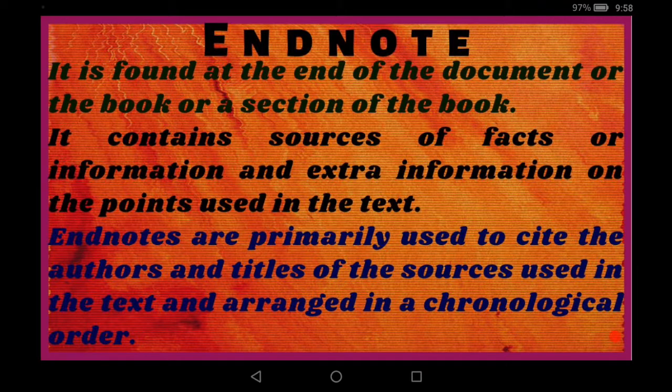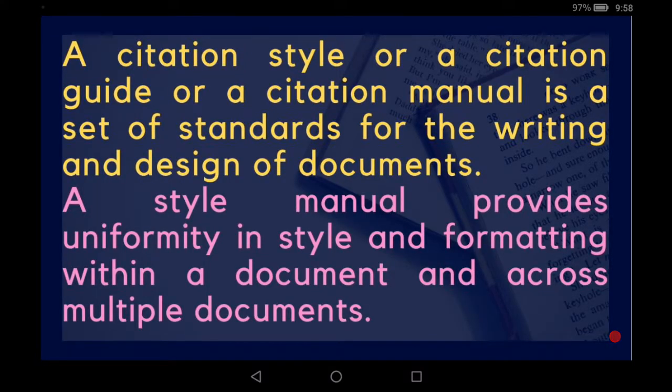Endnote is always in a chronological order. Okay, now we talk about an important aspect of citation, that is citation styles. My friends, different streams, different areas of studies have their own particular citation method. As I have told you, in literature we generally use MLA style.